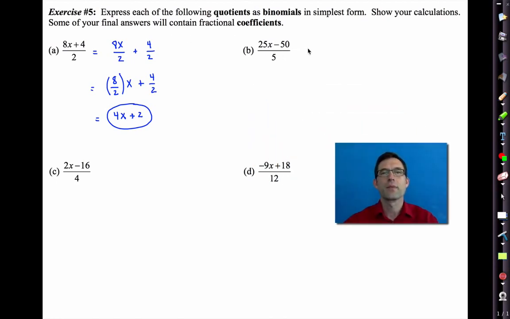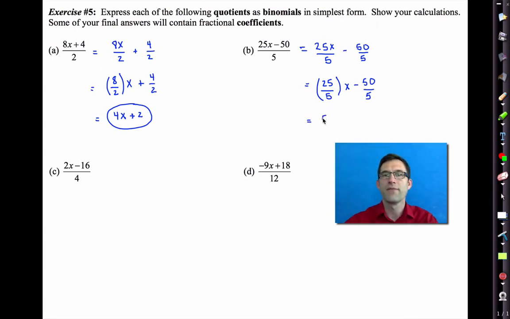Letter B. All right, I can distribute that division by 5 through the subtraction. So 25x divided by 5 minus 50 divided by 5. Again, I'm going to use that associative property, which tells me I can do the division by 5 here first, then multiply by x. And we'll eventually do this division, but all in good time. 25 divided by 5 is 5. 50 divided by 5 is 10, so we get 5x minus 10.